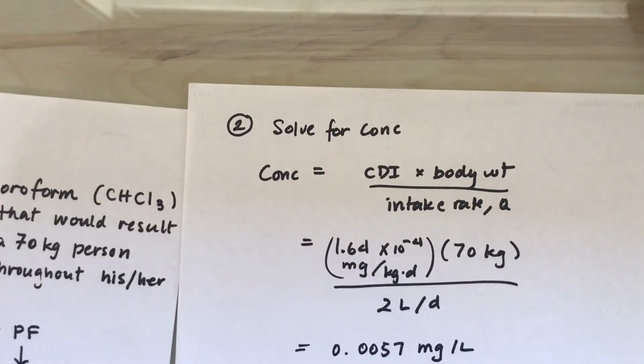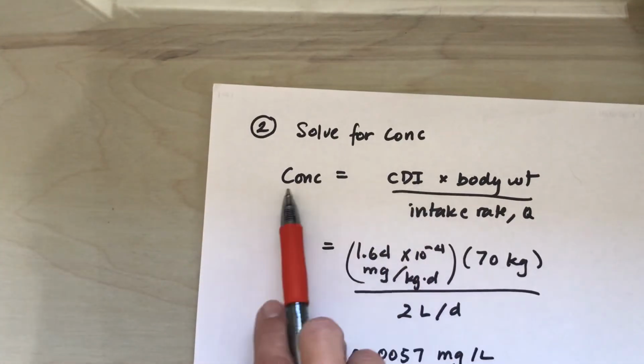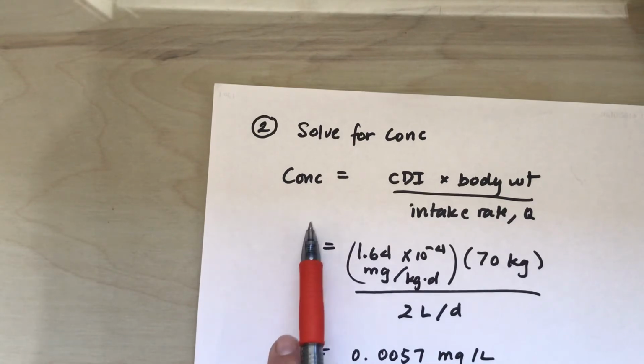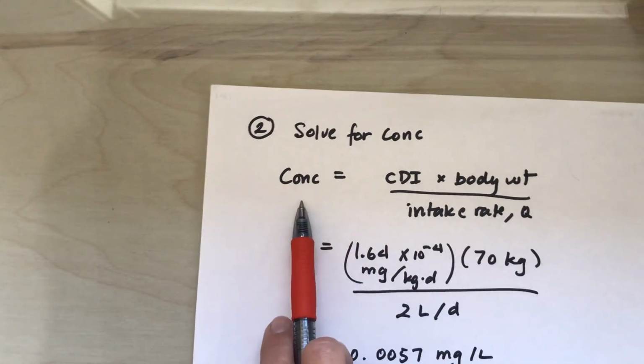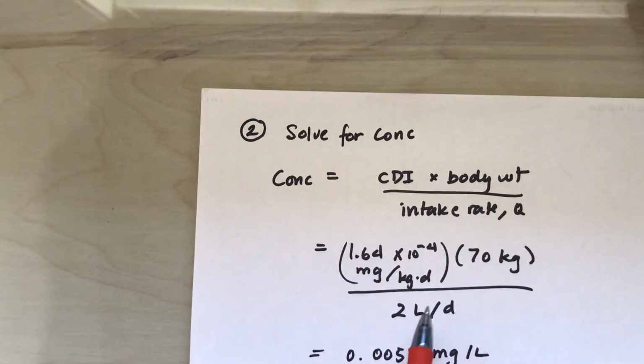Next, we solve for that concentration, as we said. CDI equals concentration times intake rate divided by body weight. So we rearrange: concentration then equals CDI times body weight divided by the intake rate, Q.